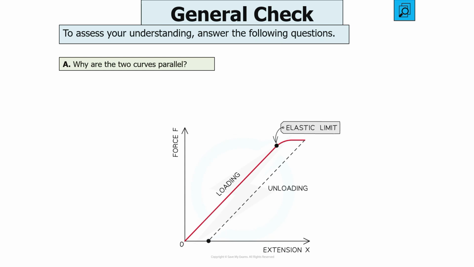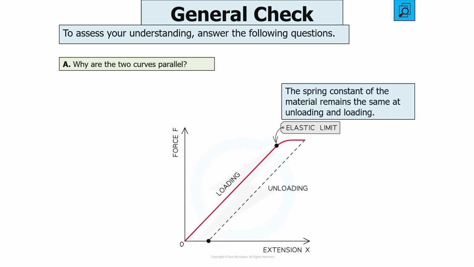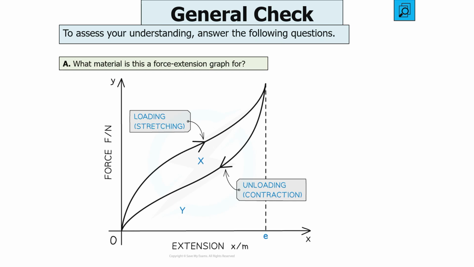Why are the two curves parallel? Pause the video now, then unpause the video when you want to go through your answer. It's because the spring constant of the material, which is the gradient of the line, remains constant during both unloading and loading. What material is this a force extension graph for? Pause the video now, then unpause the video when you want to go through your answer.